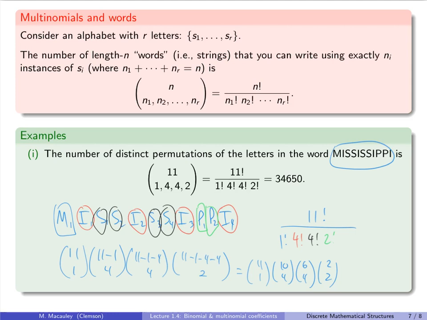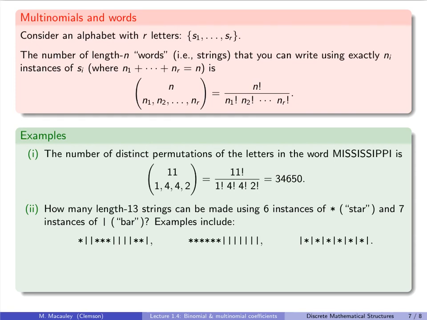It may seem a little bit weird, but there's a reason why I'm doing it. And if you wait till the next lecture on multisets, you'll see why I'm using precisely these symbols. Our second example is how many length 13 strings can be made using 6 instances of an asterisk or a star and 7 instances of a vertical line or a bar. So examples include star, bar, bar, star, star, star, bar, bar, bar, bar, star, star, bar, or you can have 6 stars followed by 7 bars, or you can alternate them, bar, star, etc.